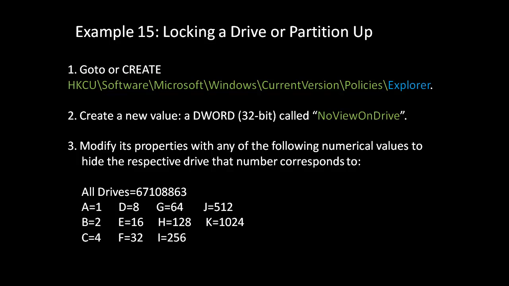It'll be a number 1 to block access to the A drive, or 2 to deny access to the B drive, 4 for C, 8 for D, 16 for E, 32 for F, G would be 64, H 128, I 256, J 512, and K 1024. Do you see a pattern here?